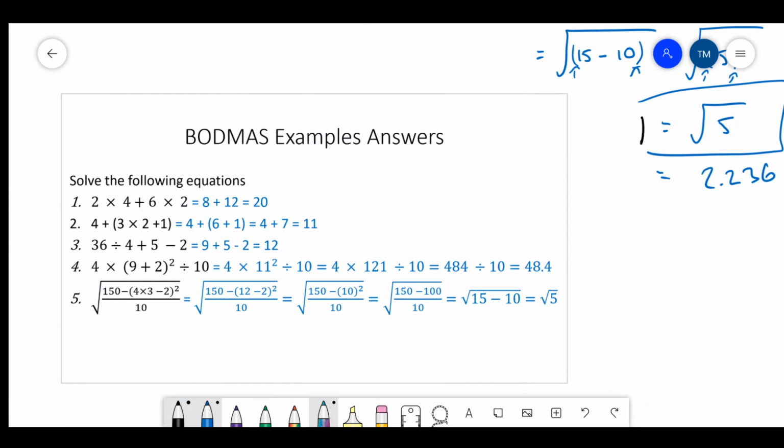And there we go, we can see the answers there: 20, 11, 12, 48.4 and the square root of 5.